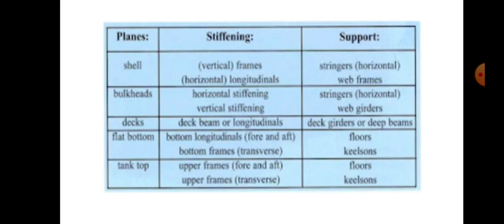In a deck, beams or longitudinals, and further deck girders or deck beams. For the flat bottom, we can say bottom longitudinal, that is fore and aft, and bottom frame, that means transverse. Support will be floors and keels. The same in the case of the tank top: there will be an upper frame fore and aft, and an upper frame in the transverse direction. Here we can say floors and keels.